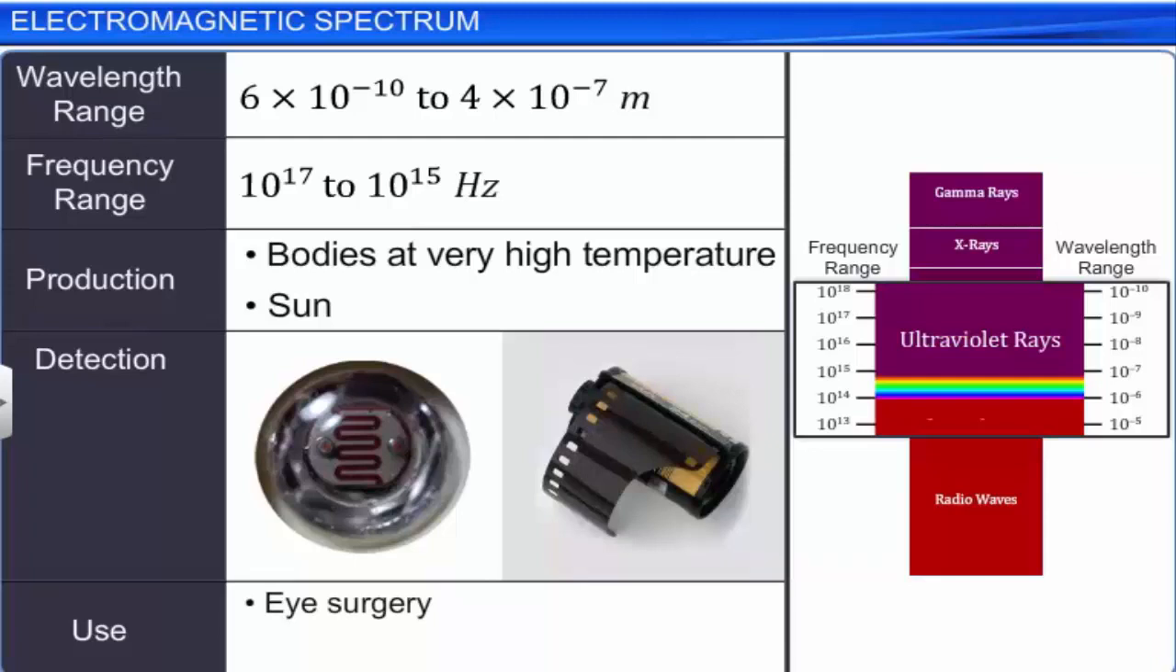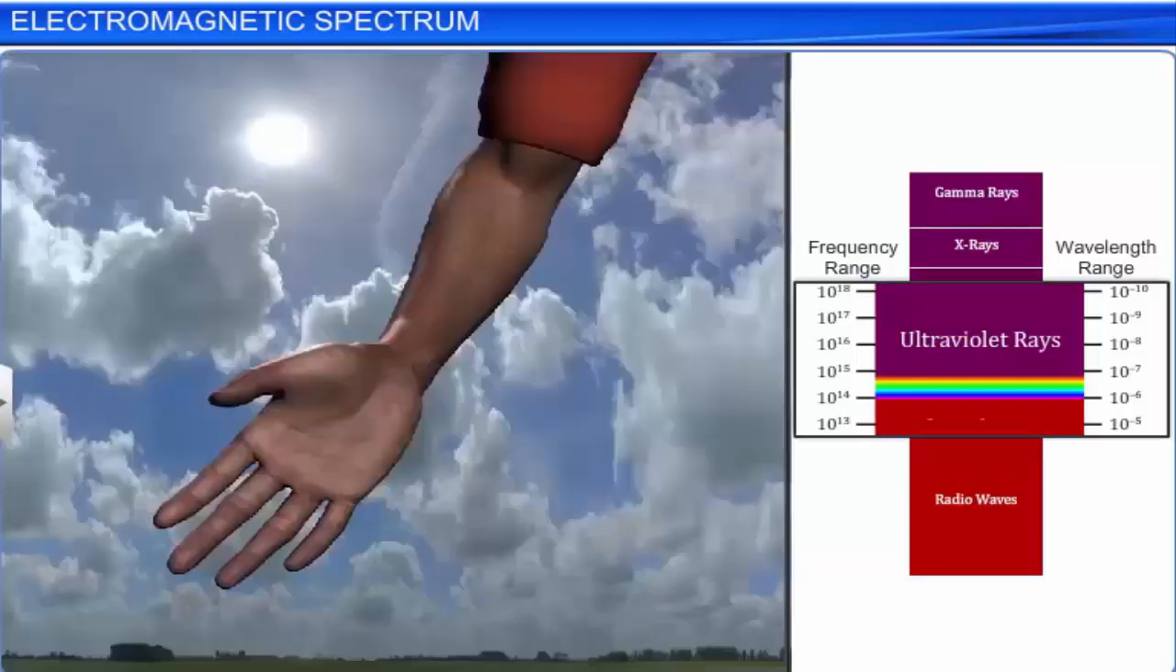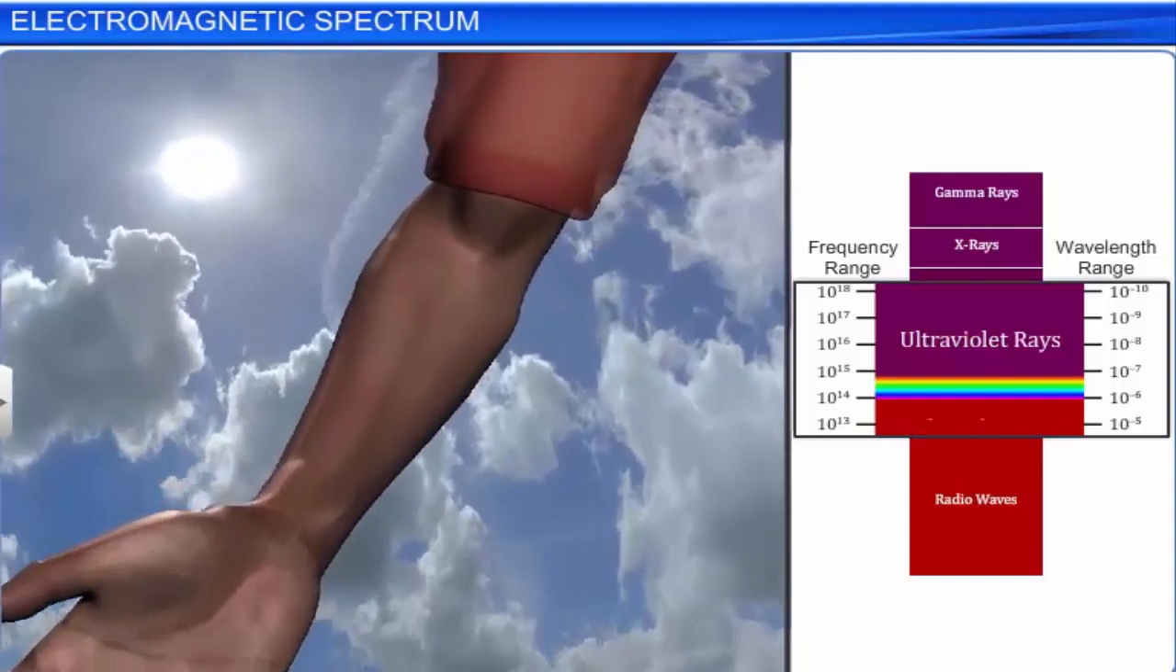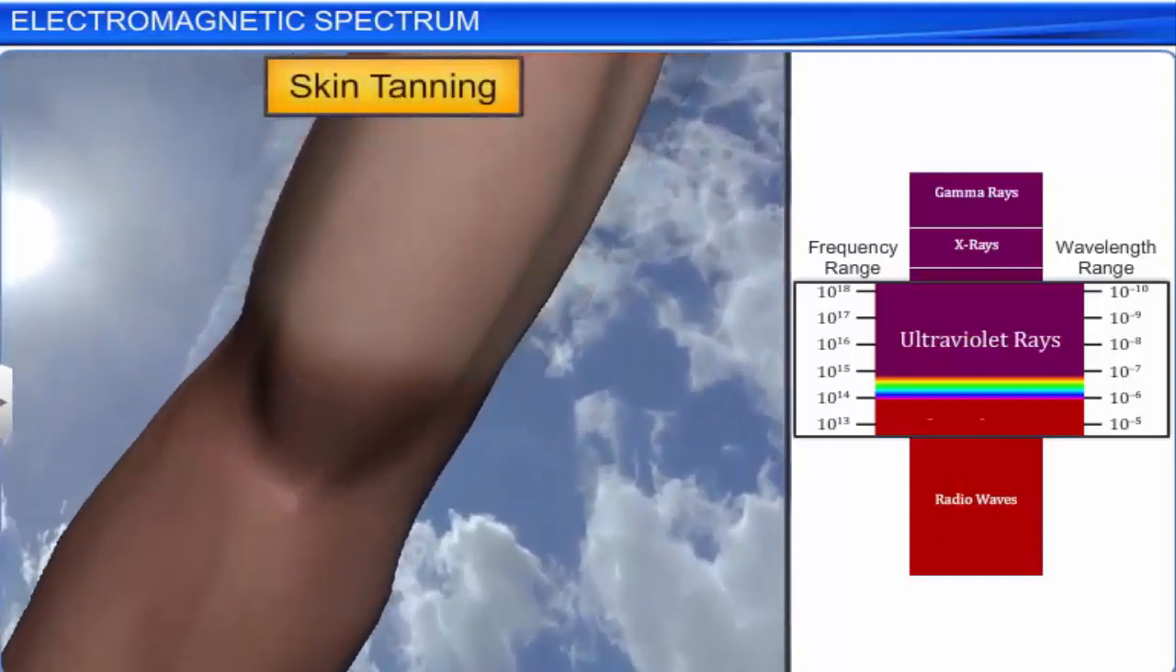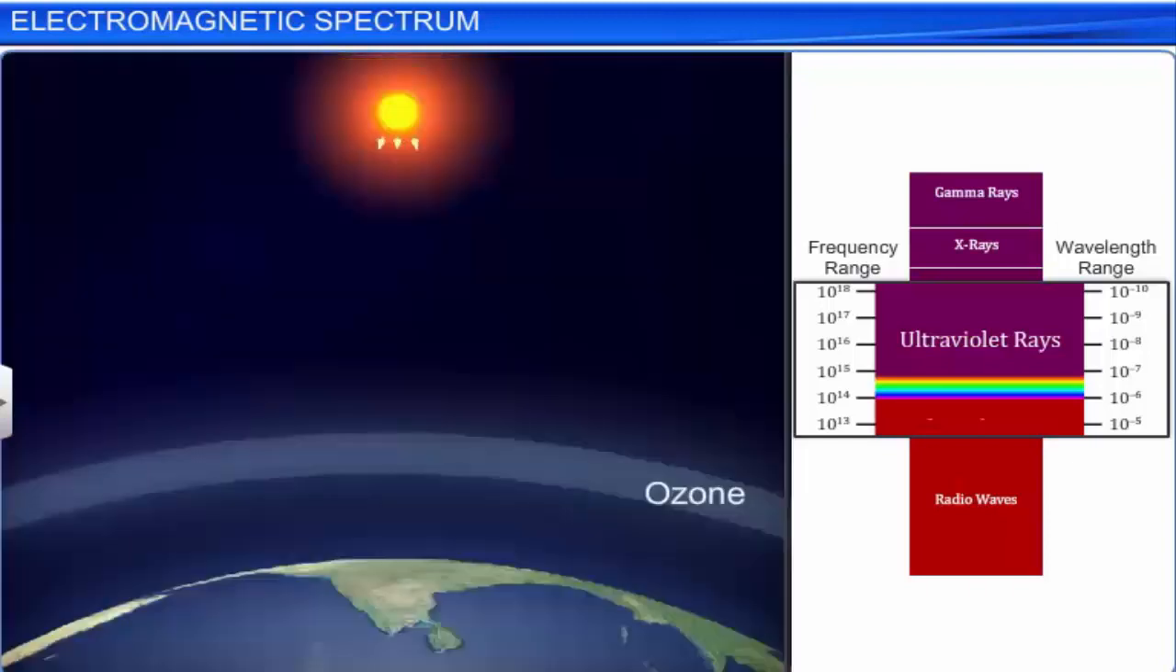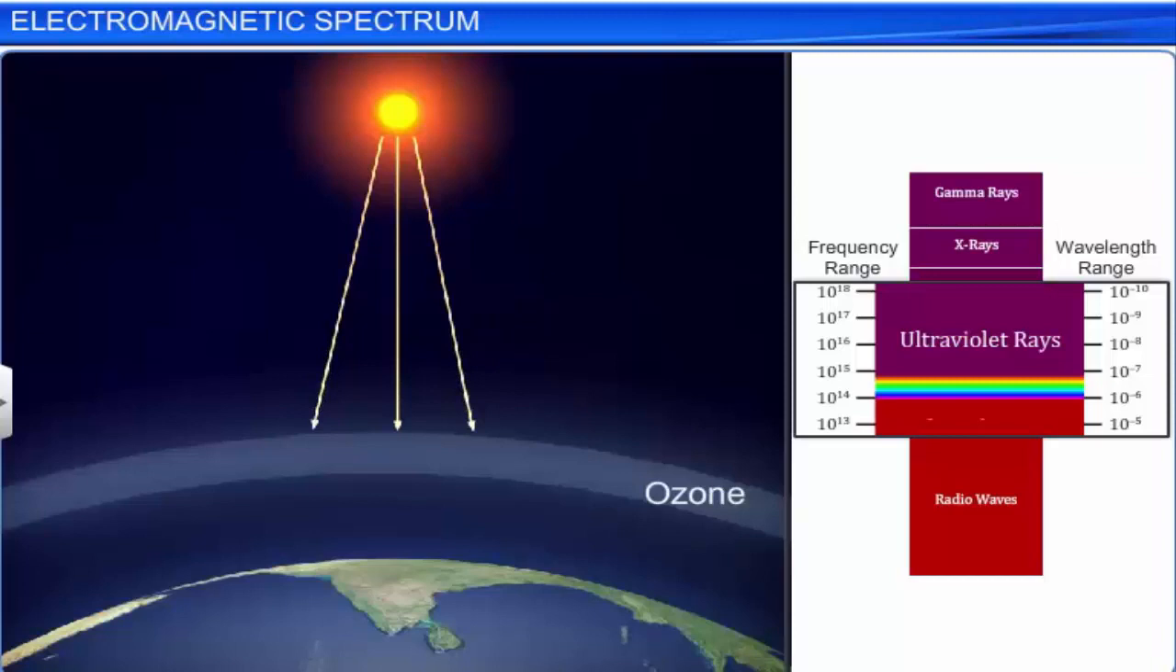Exposure to large amounts of ultraviolet radiation causes some harmful effects on humans. It causes skin burn or skin tanning by producing more melanin. But most of the ultraviolet radiation from the Sun is absorbed by the ozone layer in the atmosphere. Thus, the depletion of the ozone layer due to chlorofluorocarbons should be prevented.